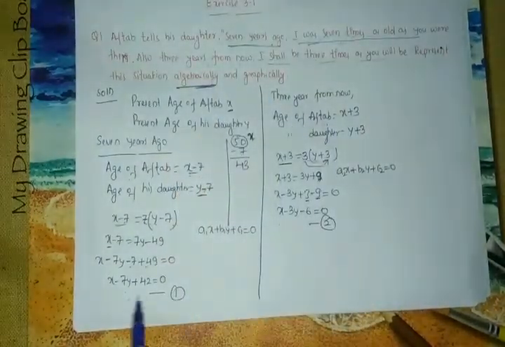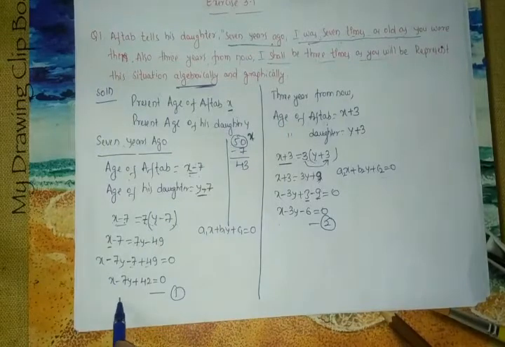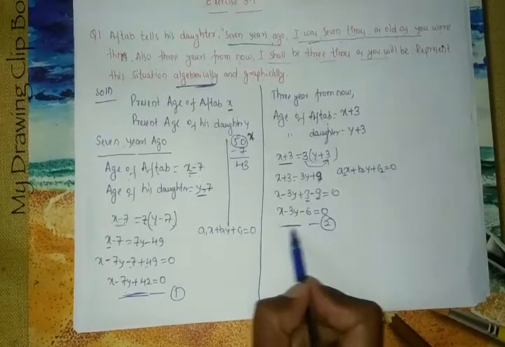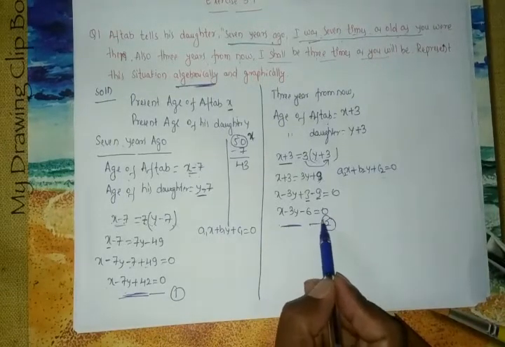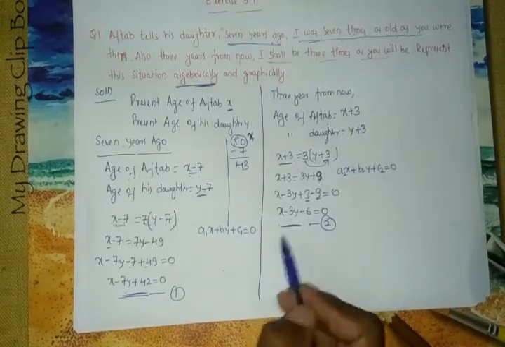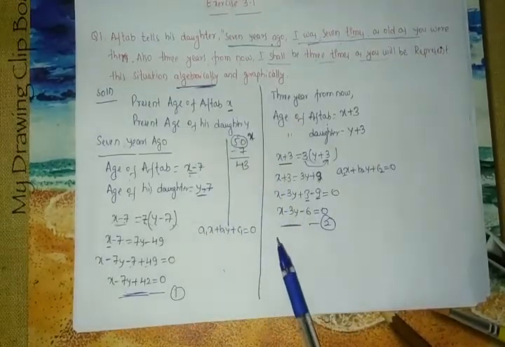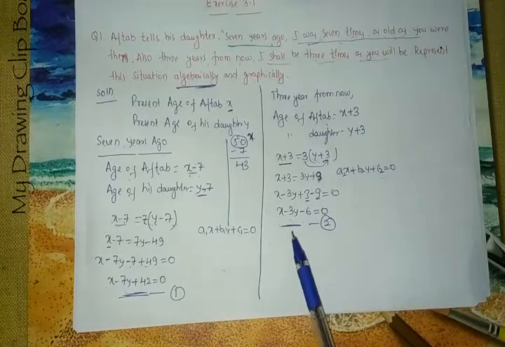Algebraically we have represented the situation as x minus 7y plus 42 equals 0, and x minus 3y minus 6 equals 0. Now the same equations, the same situation, we have to represent graphically.